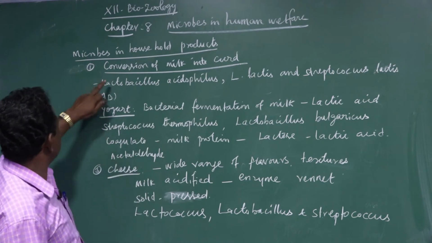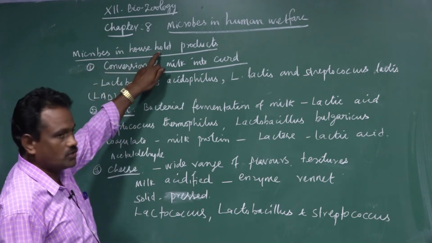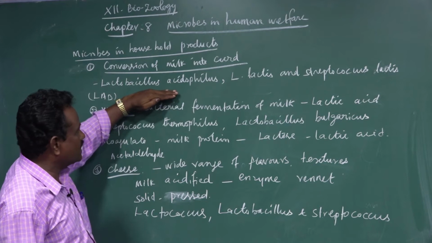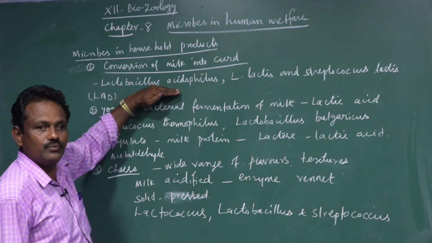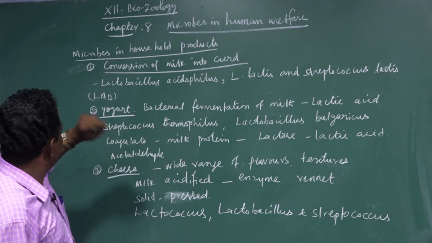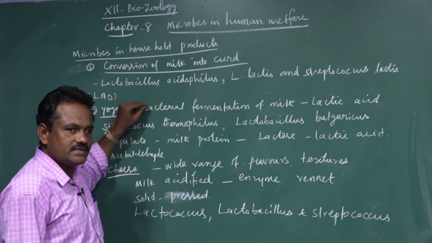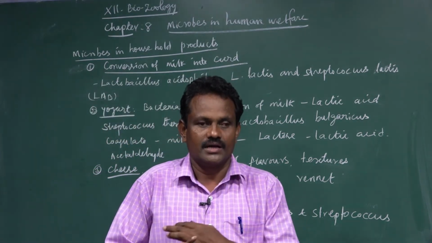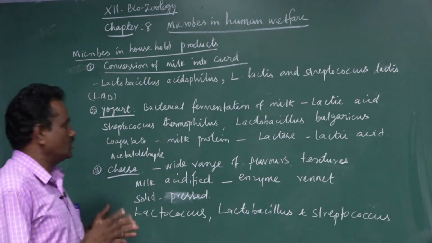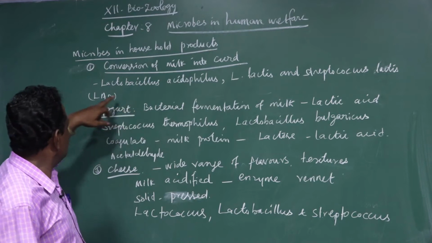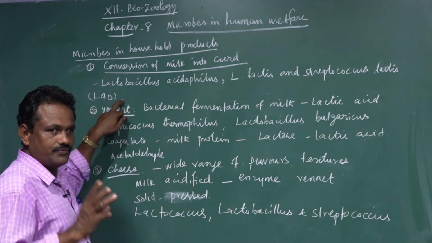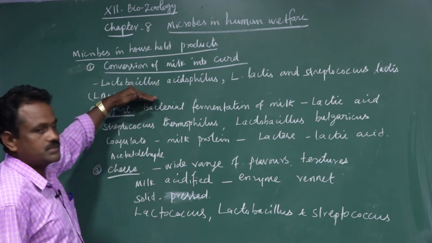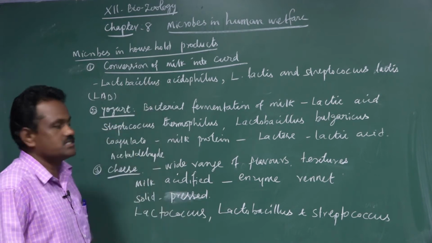So here the first topic is microbes in household products. The first one is the conversion of milk into curd. These three bacteria are playing a major role in the formation of curd from milk. And this lactic acid bacteria, when present in our intestine, especially in the digestive system, in stomach as well as in intestine, help to prevent the growth of other pathogenic microorganisms. The lactic acid bacteria check the growth of the pathogenic microorganisms and also protect our digestive system from other infectious microorganisms.